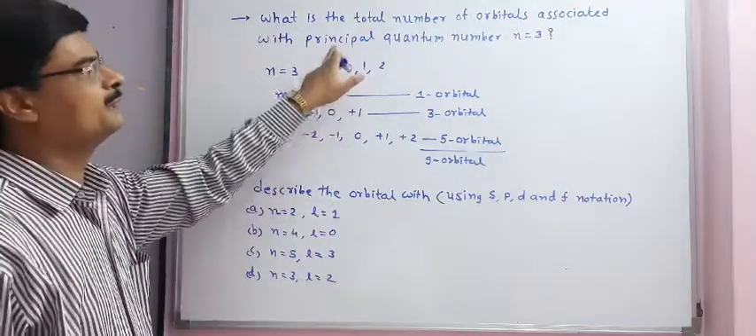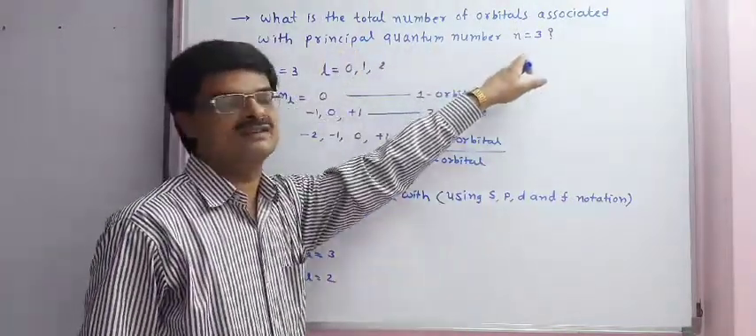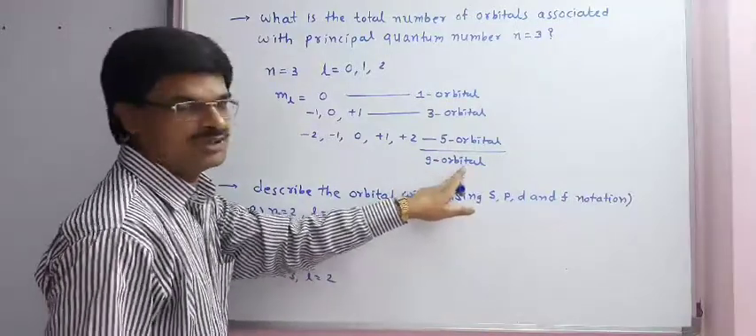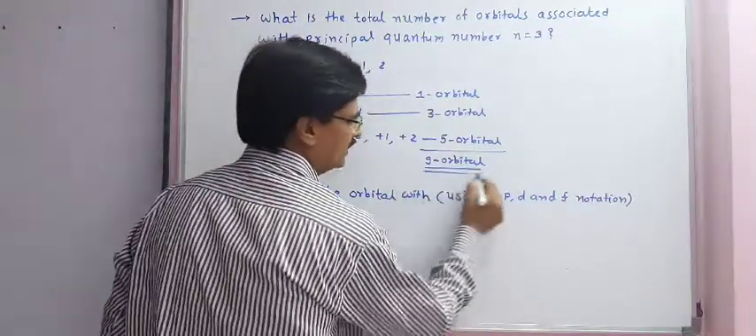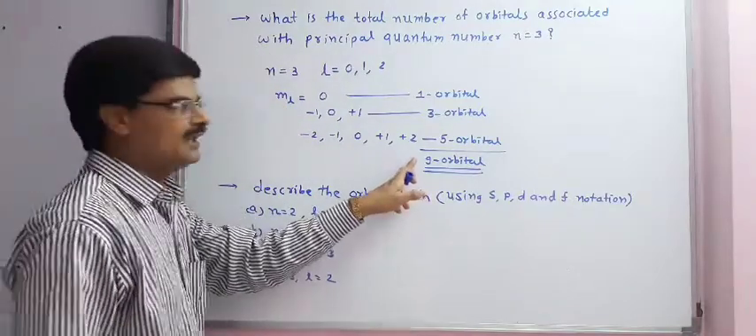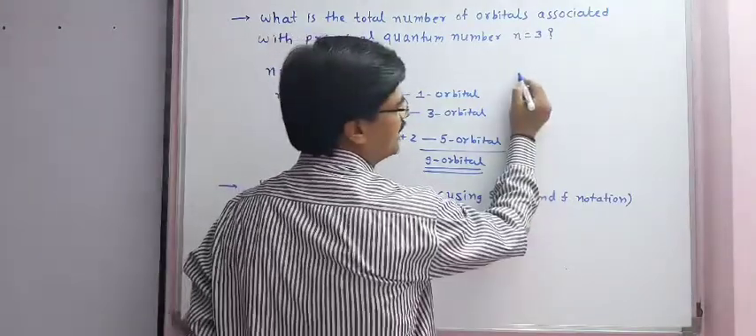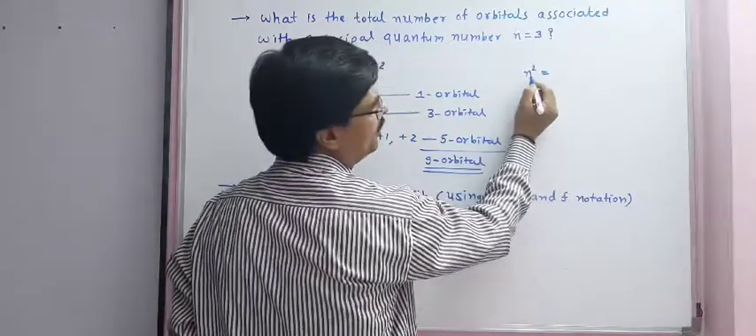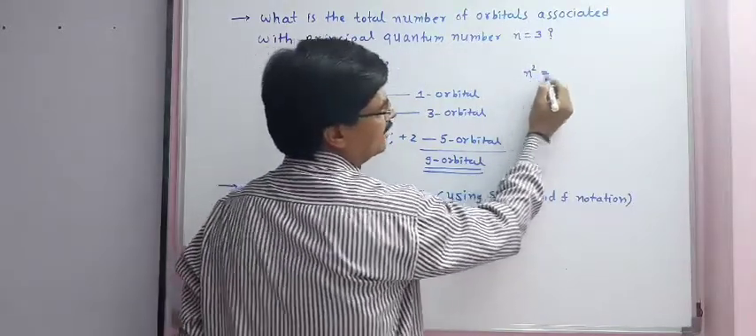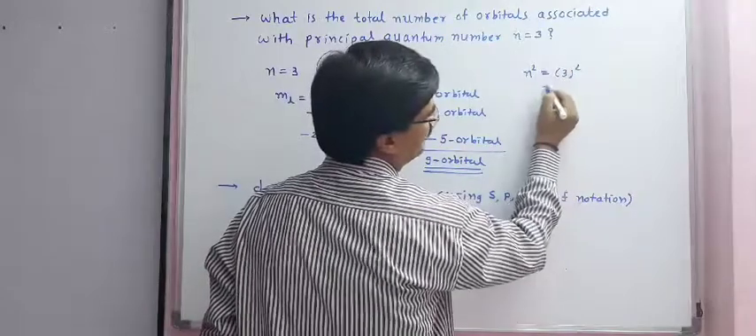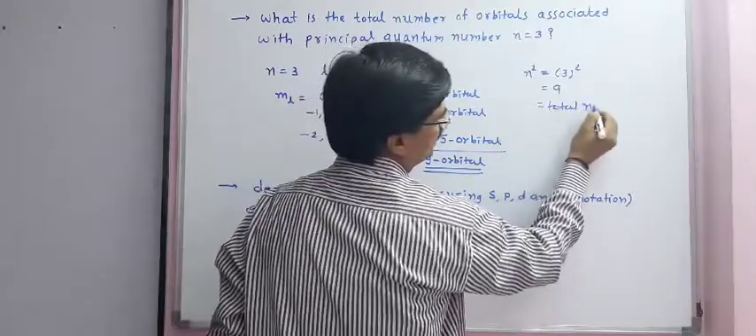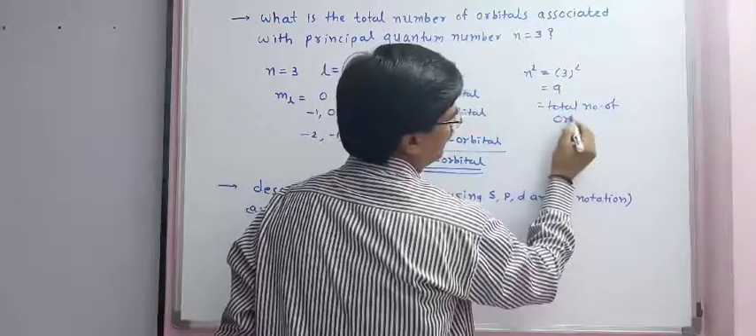We can say if principal quantum number n is equal to 3, then the total number of orbitals associated is 9. But the same answer can be found alternatively by using the rule: total number of orbitals is equal to n square. So we get 3 square is equal to 9. That is the total number of orbitals.